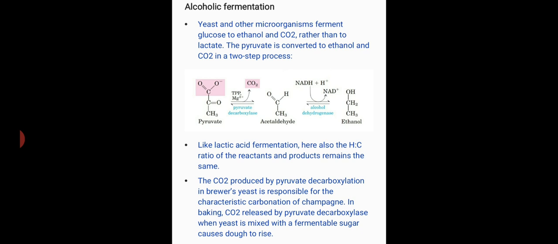As in lactic acid fermentation, in alcoholic fermentation also, there is no net change in the ratio of hydrogen to carbon atoms when glucose is fermented to 2 ethanol and 2 carbon dioxide molecules. Therefore, in all fermentation reactions, the H to C ratio of the reactants and products remains the same.